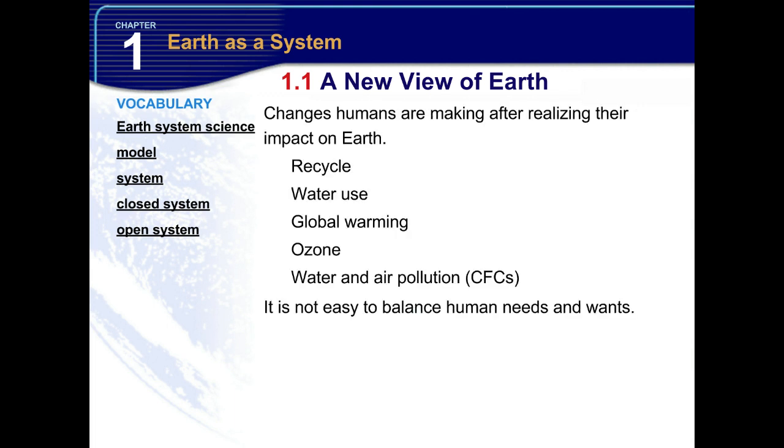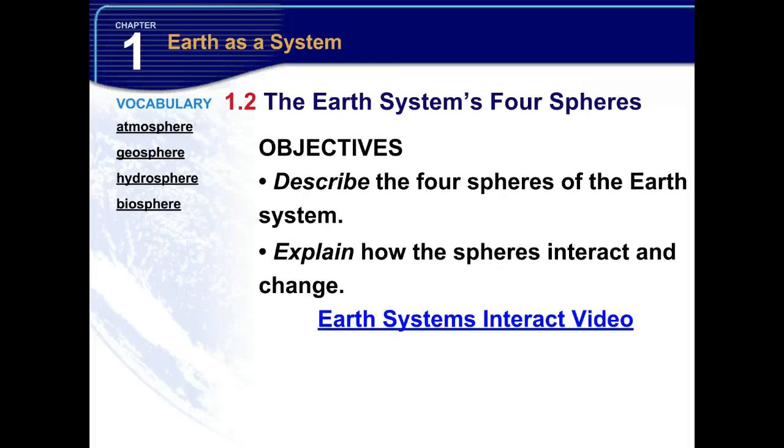Now, changes humans are making after realizing their impact on Earth include recycling, the amount of water we use, global warming, the ozone, water and air pollution, which also includes CFCs, chlorofluorocarbons, and it is not easy to balance human needs and wants.